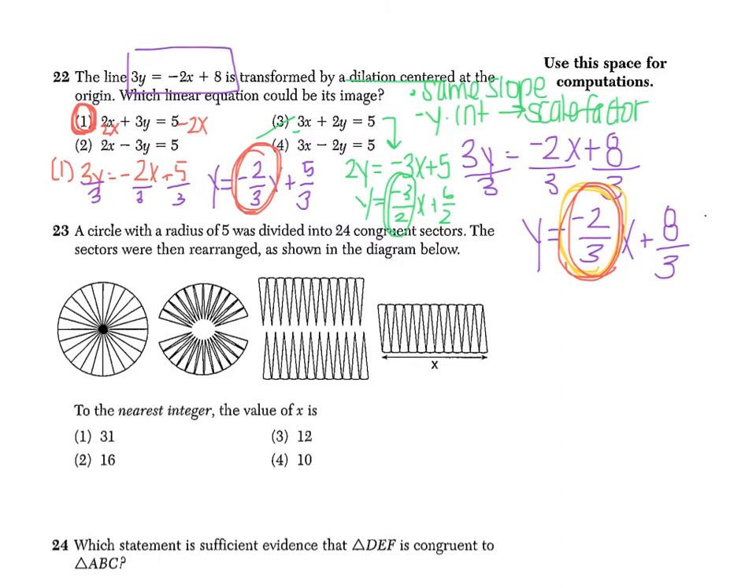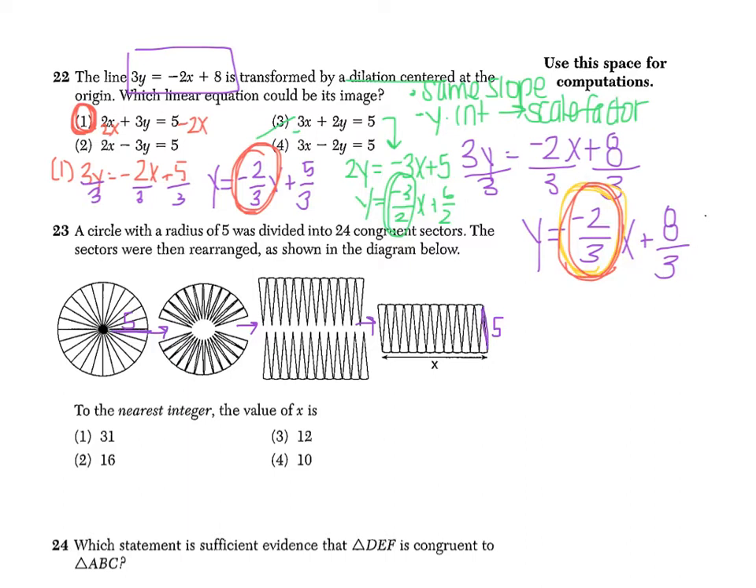Number 23 says a circle with a radius of 5 was divided into 24 congruent sectors. The sectors were rearranged as shown in the diagram below. So again here this radius is 5. And it looks like they split it up and then they started rearranging. So we go from this picture to the next and to the next, where we end up with this rectangular shape, sort of a parallelogram, if you will. Where again, I know that this radius is 5.